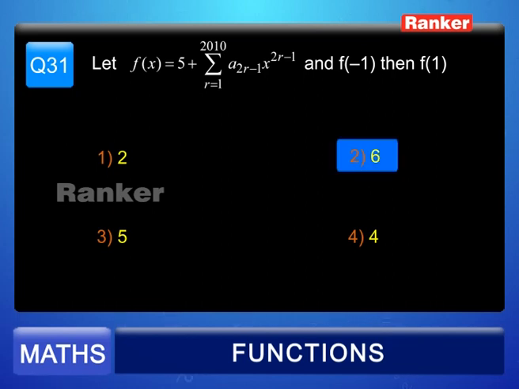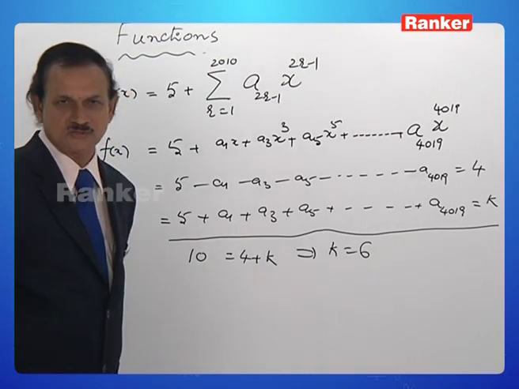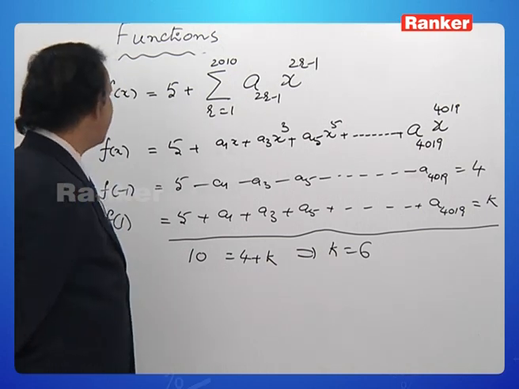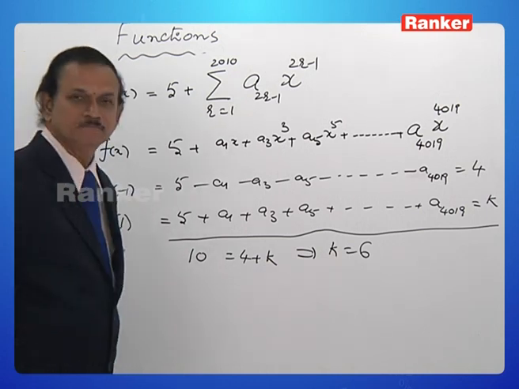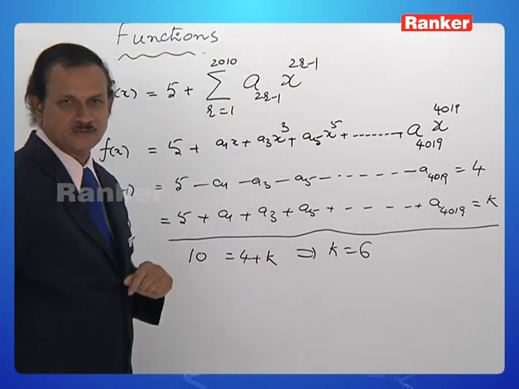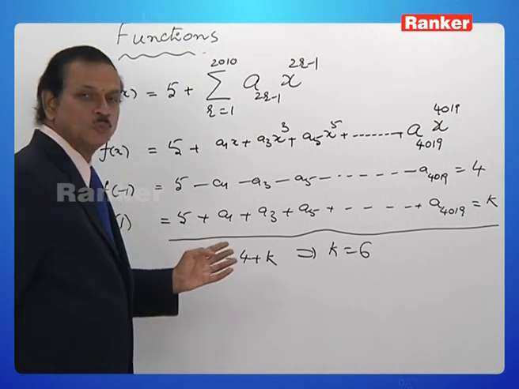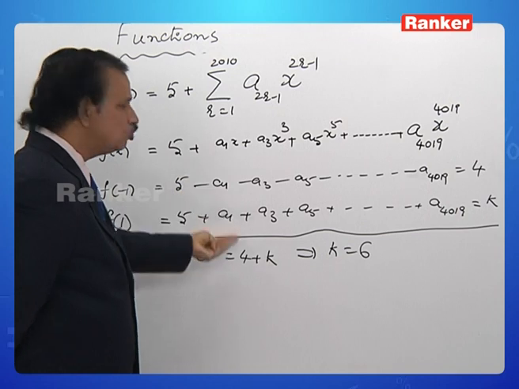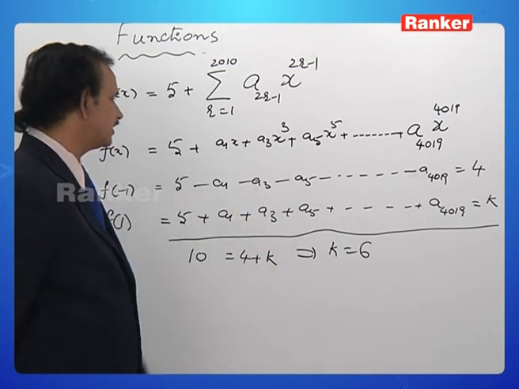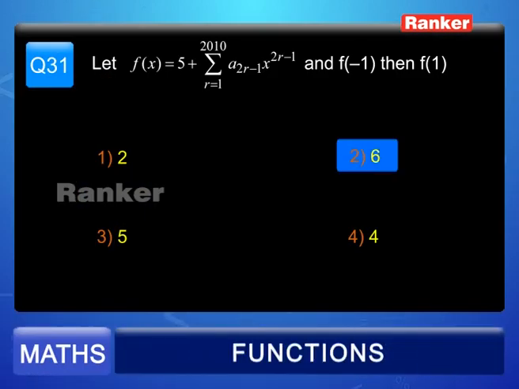It is 6. So, in answering this question, what idea could help us? The idea of expanding f of x accurately by observing the nature of the terms involved in this summation. And f of minus 1 is given, f of 1 is asked. You are supposed to use both of them simultaneously at a time. You will be getting f of 1. What is f of 1? 6 is the right option. That is, second option is the right option.